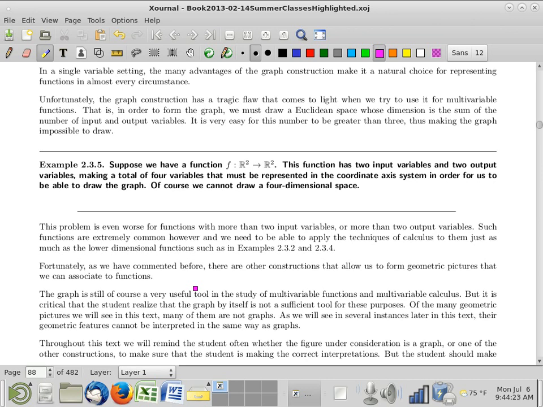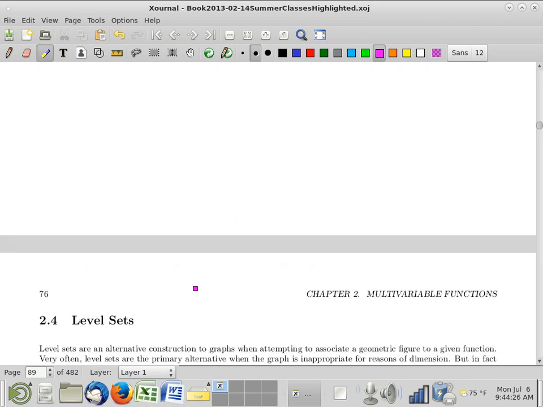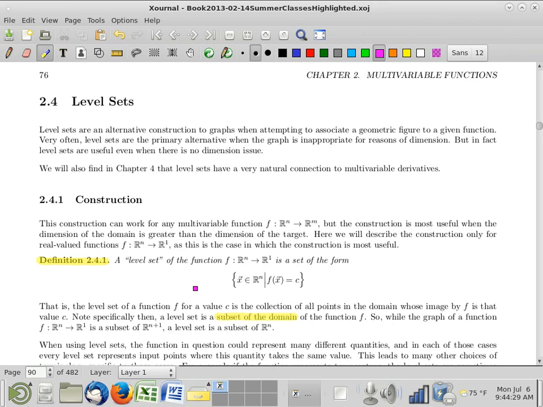And that's why we're going to go on and look for alternatives, different ways of getting some sort of a picture on the page to represent multivariable functions for which we simply can't draw graphs. So here's the next one. It's called the level set construction. So now I emphasize we're still interested in a function. So I want to draw a picture of a function. But maybe I can't draw the graph. So I want to come up with a different process that results in a different kind of picture that maybe in some instances I might actually be able to draw when the graph wouldn't work.